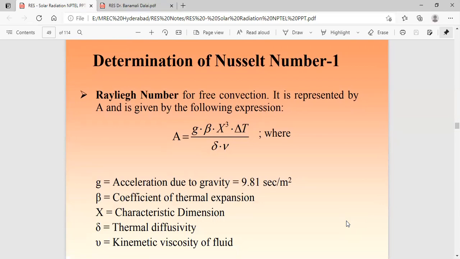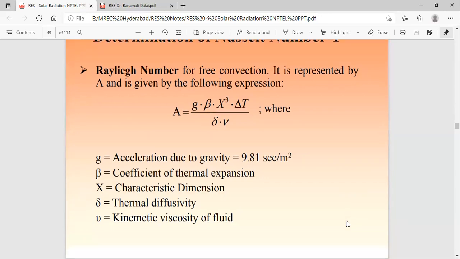Rayleigh number for free convection is represented by A and is given by the following expression. A equal to G into beta into X cube into del T divided by delta into v, where G is the acceleration due to gravity, that is equal to 9.81 meters per second squared. Beta is the coefficient of thermal expansion. X is the characteristic dimension. Delta is the thermal diffusivity. Small v is the kinematic viscosity of the fluid.